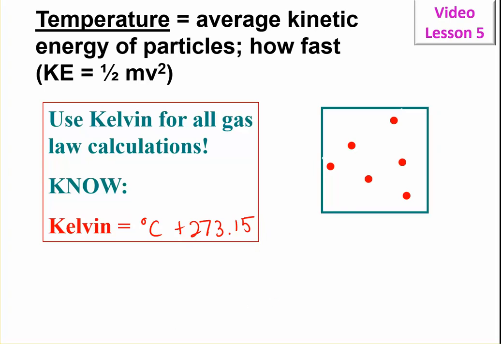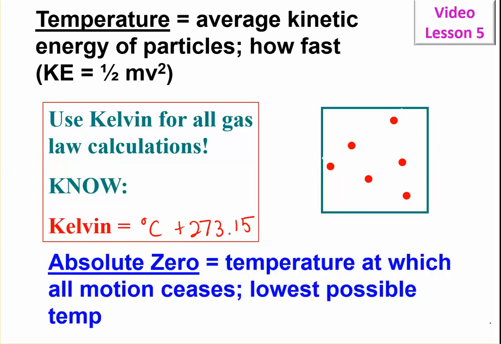Kelvin is based on absolute zero. In other words, absolute zero is the coldest possible temperature, and that is 0 Kelvin. Since temperature is a measure of motion, as you cool something down, the particles move slower and slower. If they get cold enough, they stop. That's at 0 Kelvin. You can't get any colder than that.